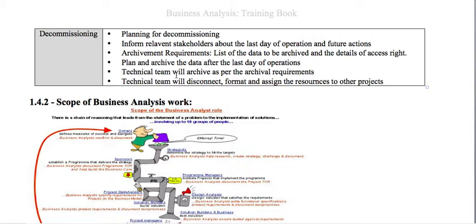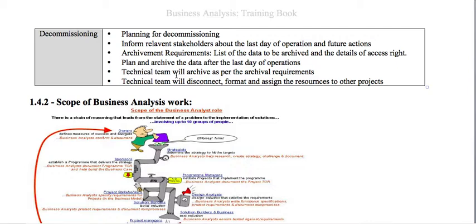Then it comes to the archival requirement, that is a list of the data that needs to be archived and the details of the access rights. So who will be accessing, how it will be archived. In that case, you may also consider the hardware and software requirements, and then the archival process.